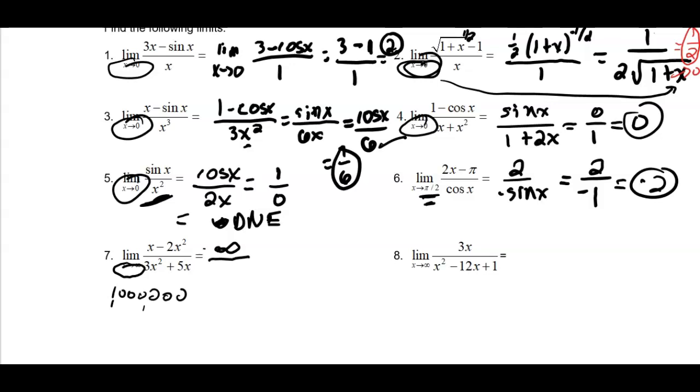And then definitely, if we are squaring it down here and multiplying by 5, the denominator is also going to grow unbounded, getting larger and larger and larger. So this is also indeterminate. This also tells us we can use L'Hopital's rule. So take our derivative. We would get 1 minus 4x on top, 6x plus 5 in my denominator.